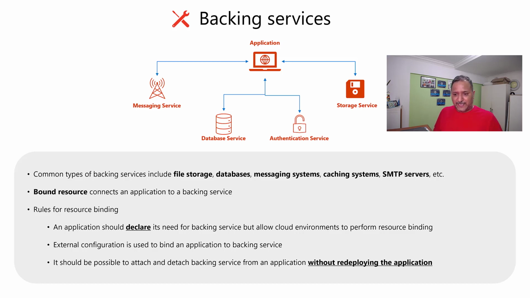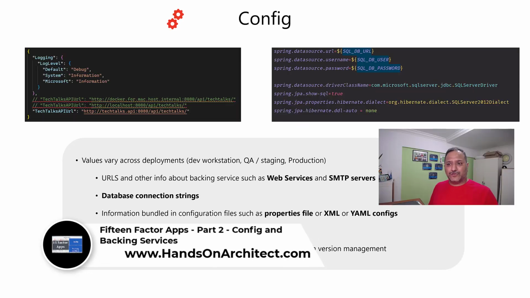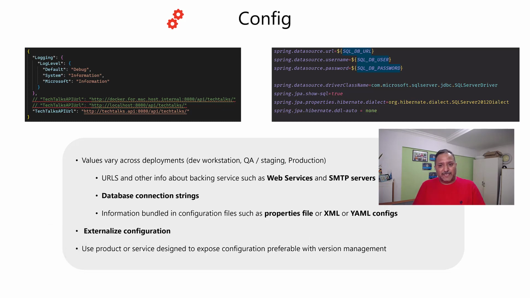So I hope that these two things that we talked about, the backing service and also the configuration, the two parameters which are part of the 15-factor applications, help you to understand a bit more about cloud native applications and how we can build and deploy applications which are scalable and which are resilient across cloud providers.